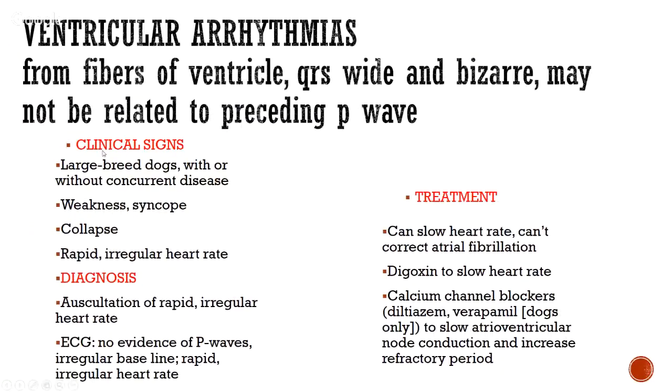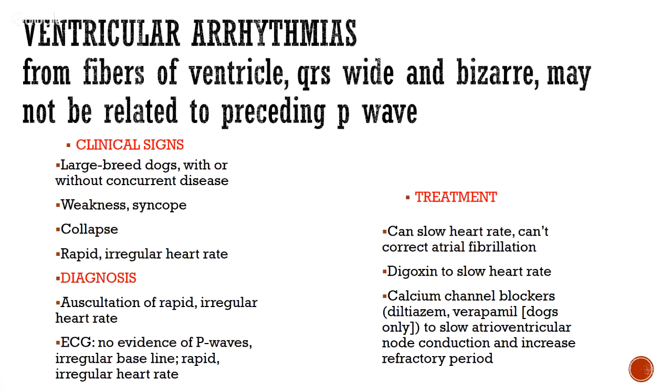So ventricular arrhythmias come from the fibers of the ventricle. The QRS is going to be wide and bizarre. It may not be related to the preceding P wave. We may see it in large breed dogs with or without concurrent disease. With ventricular arrhythmias, we'll see weakness and syncope. They just can't pump enough blood to get to their cerebrum. Remember, it decreases the blood flow to the cerebrum 40 to 75%. They will collapse. They will have a rapid and irregular heart rate. We can auscultate that rapid irregular heart rate.